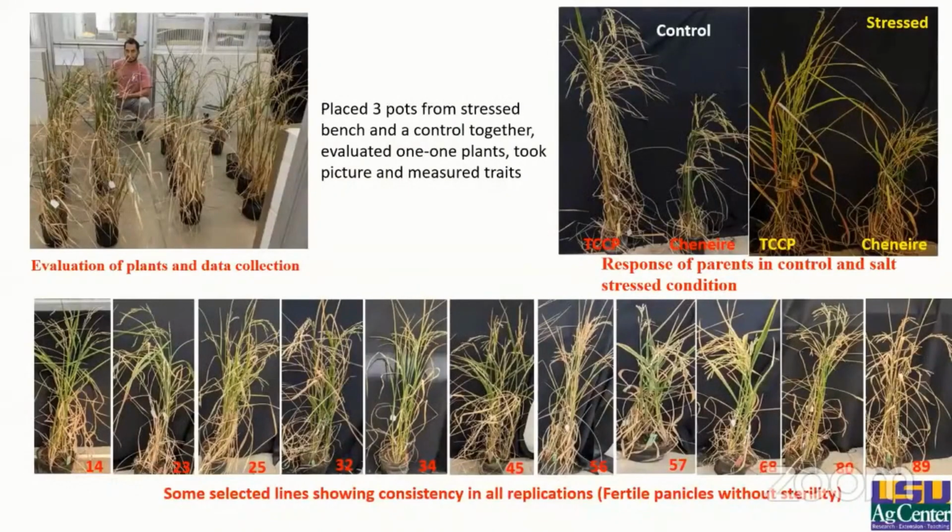This is how we did the evaluation. We placed all three replications, the stress bench and the control, together, and evaluated the plants, took pictures, and then measured the traits. And we can see the clear difference among the parents in both control and stress conditions. And we found some consistent lines in all replications based on fertile panicles.